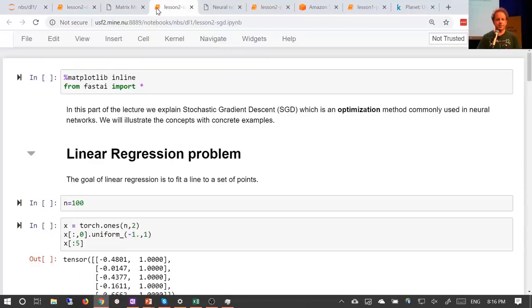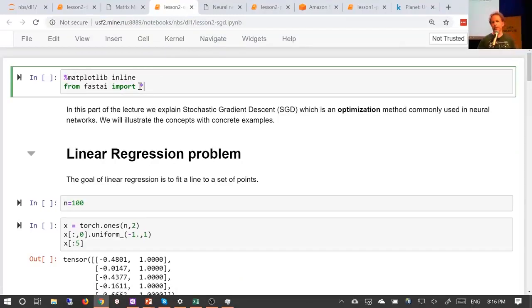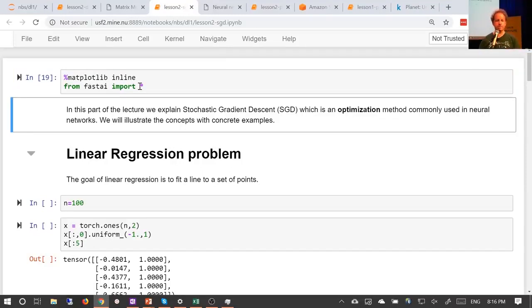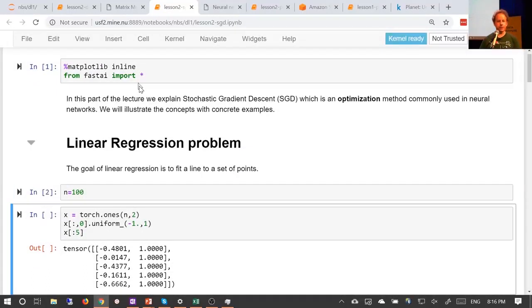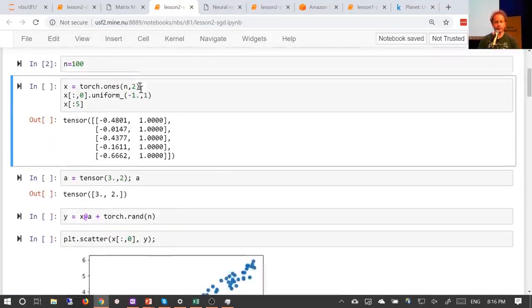So we're going to jump into lesson 2 SGD. And so we're going to kind of go bottom up rather than top down. We're going to create the simplest possible model we can, which is going to be a linear model. And the first thing that we need is some data. And so we're going to generate some data.